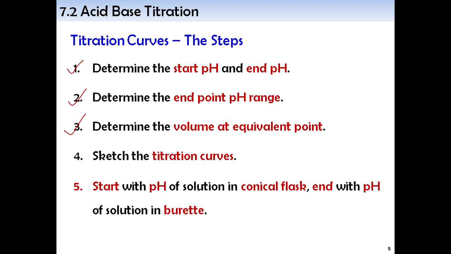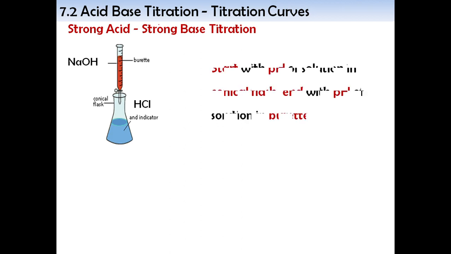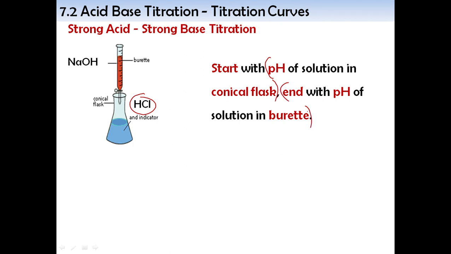Okay, so kita go through the examples untuk kita lukis the titration curve. Firstly, I have a titration between strong acid with strong base. So in the burette, I put NaOH, in the conical flask HCl. So we know that if we want to sketch the titration curve, we're going to start with pH of solution in conical flask, which is HCl. And we're going to end our titration curve with pH of solution in burette, which is NaOH.